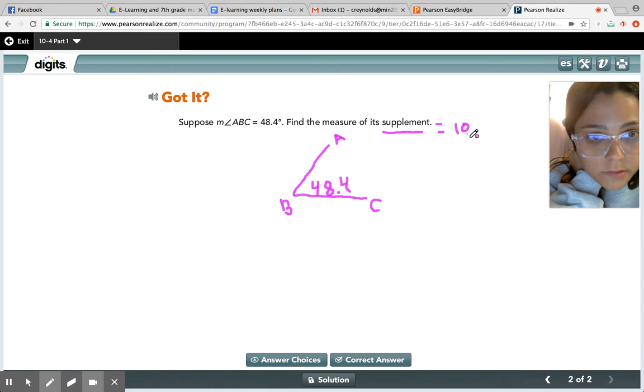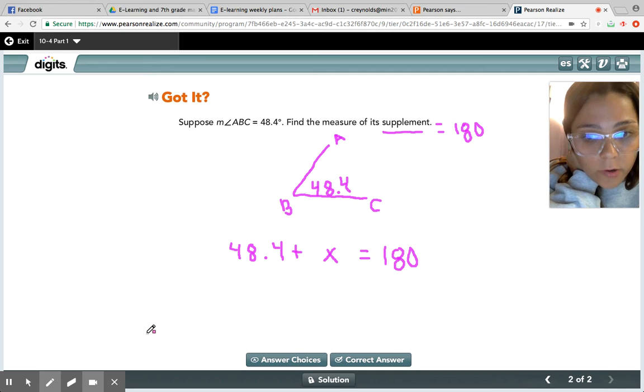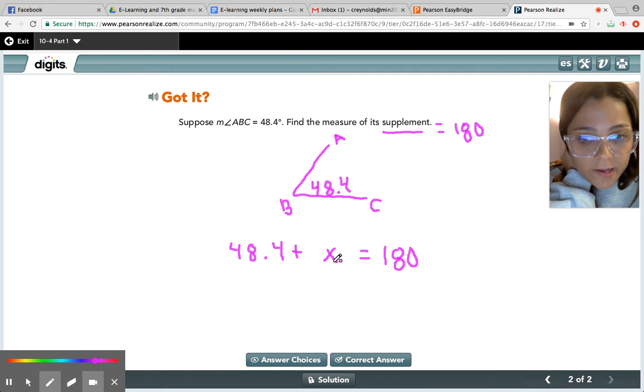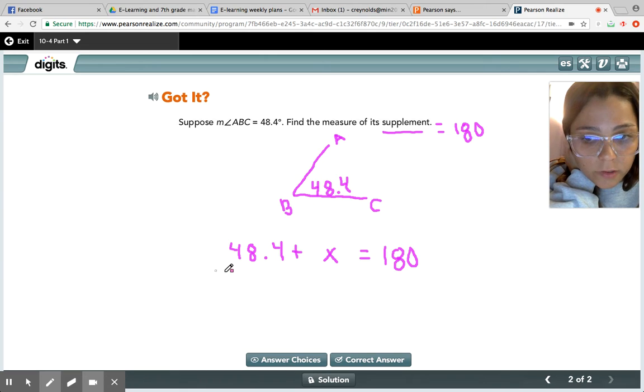Oh my goodness, this is so slow. So we're going to write an equation. 48.4 plus, well, we don't know what it is, so pick a variable. I'm just going to pick x. 48.4 plus x equals 180 degrees. And now I'm going to solve for x. So go ahead and solve for x. So to solve for x, I need to subtract 48.4 on both sides.